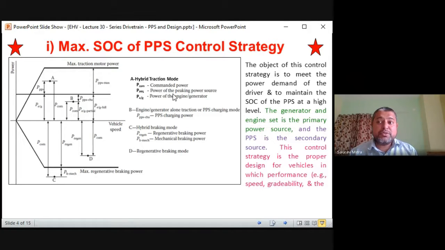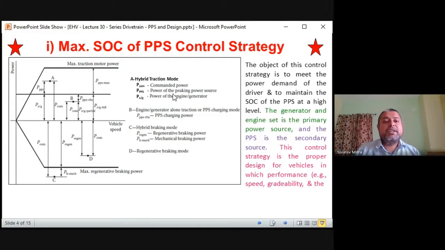So your bumper SOC has reduced. The state of charge, your bumper account, has reduced. Next month, whatever the next power cycle is, because the vehicle does not always go on a hill. Whenever the vehicle is going on a hill, the commanded power will be greater than PEG. At that time, you have to take the help of the PPS. So you have utilized some charge from the PPS.